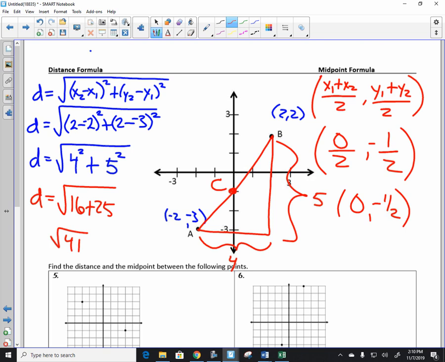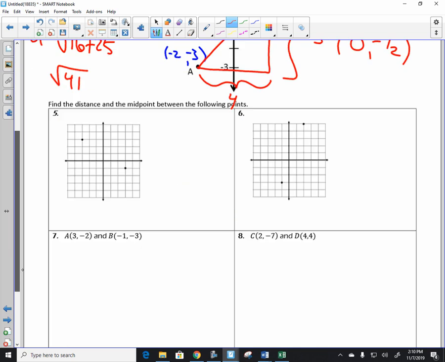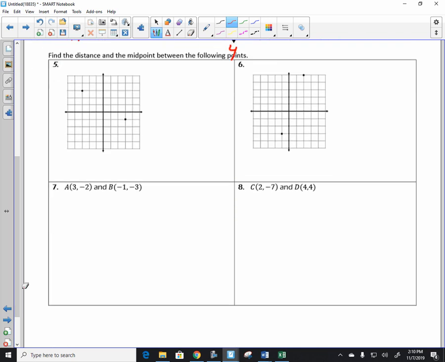Okay? That's supposed to be, hopefully, a little bit easier content. So let's make sure we can get them. Let's look at these questions. I'm going to do one, you're going to do one, I'm going to do one, you're going to do one. It says find the distance and midpoint between the following points.